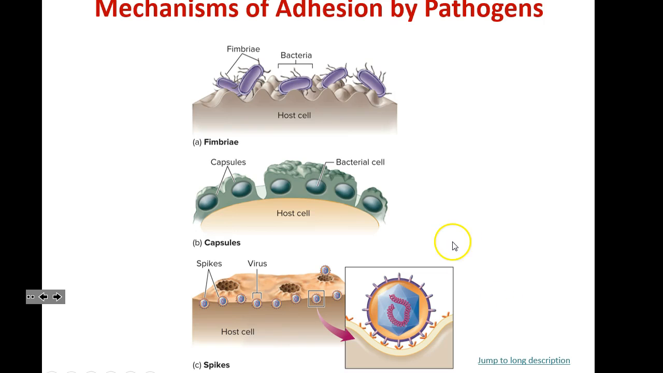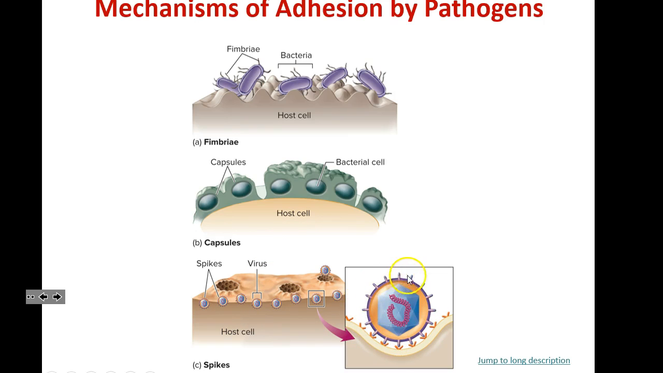Here's a picture of the adhesion. This first one here, you see the little fimbriae off the cell. They are attaching to the host cell, fimbriae. Then here are these capsules, bacterial cells that adhere to the host cell. And then spikes, viral spikes.